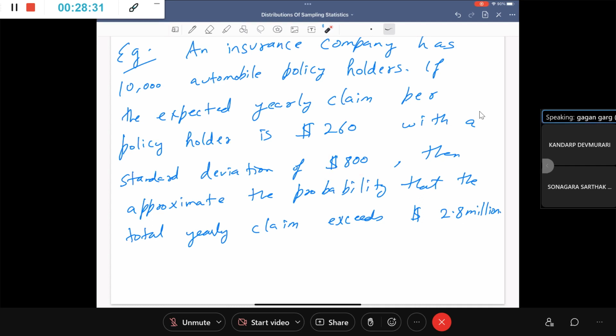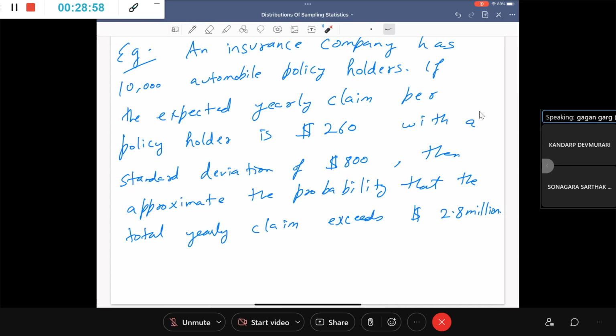$800 is a big spread for a random variable whose mean is only 260. If the mean was 10,000 and the standard deviation was 800, it would have made some sense, but this is more than three times the mean. So the standard deviation is more than three times the mean. That tells you a lot about how broadly distributed the claims are.